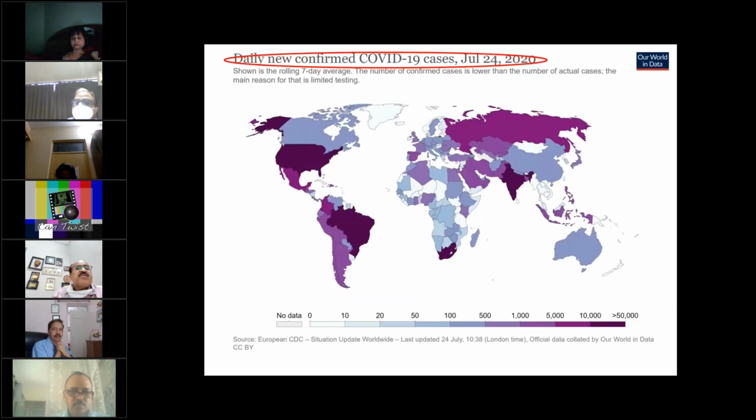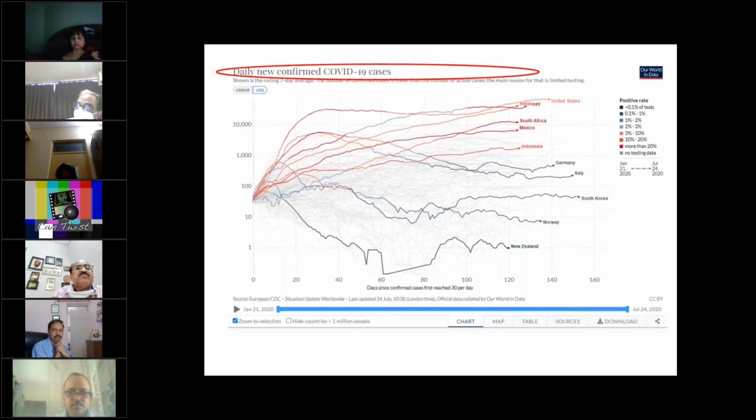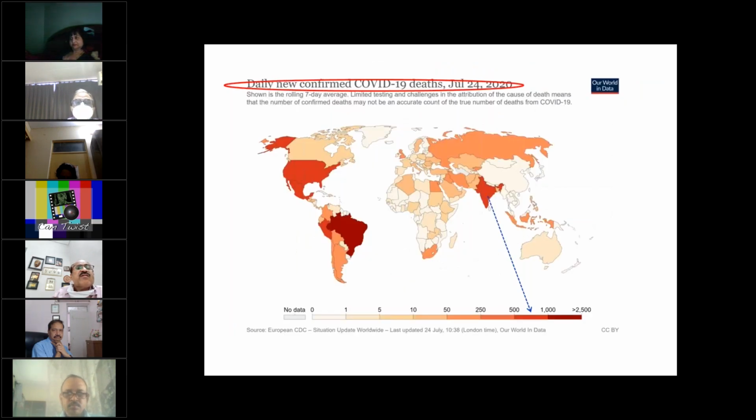So if you look at the daily new confirmed cases as of yesterday, India is in the top rung along with parts of South America and North America. In terms of country breakup, we are in the top three, India, Brazil, and USA, in terms of daily confirmed cases. If you look at the death rates, daily new confirmed deaths, we are somewhere in the middle, 500 to 1000, not at the top, unfortunately.